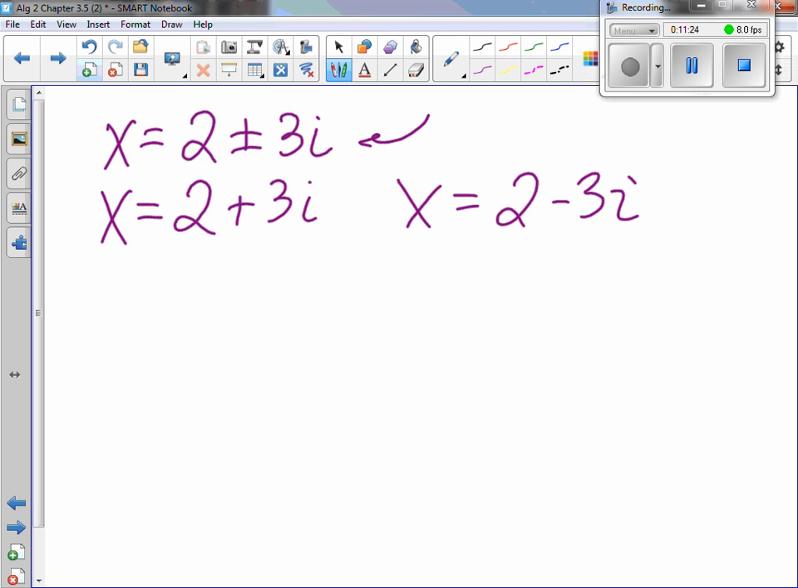On the test, I will take the plus or minus. You're not going to have to rewrite it as 2 different answers. I'll take the plus or minus. But on Big Ideas Math, most likely it's going to want you to split this up.